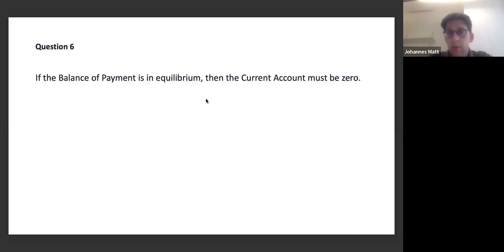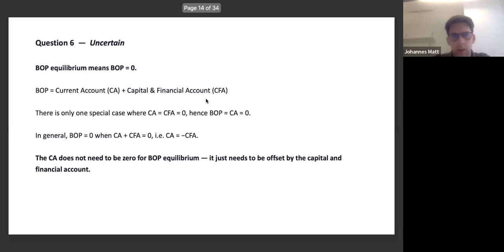Right, so here we need to know the definition of the balance of payment and the definition of the current account. So how is the balance of payment defined? Well, the balance of payment is just the current account, the net of goods and services coming in and out of your country, plus the capital account. The capital and financial account is the net of financial flows in and out of your country.